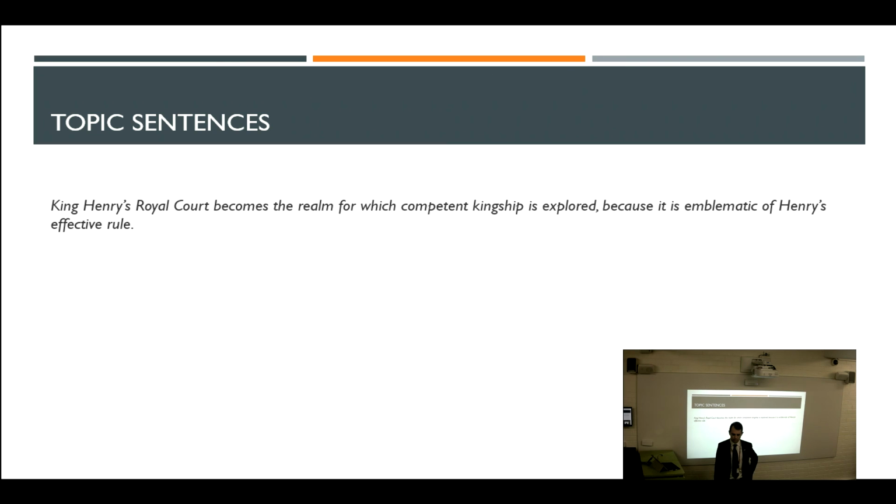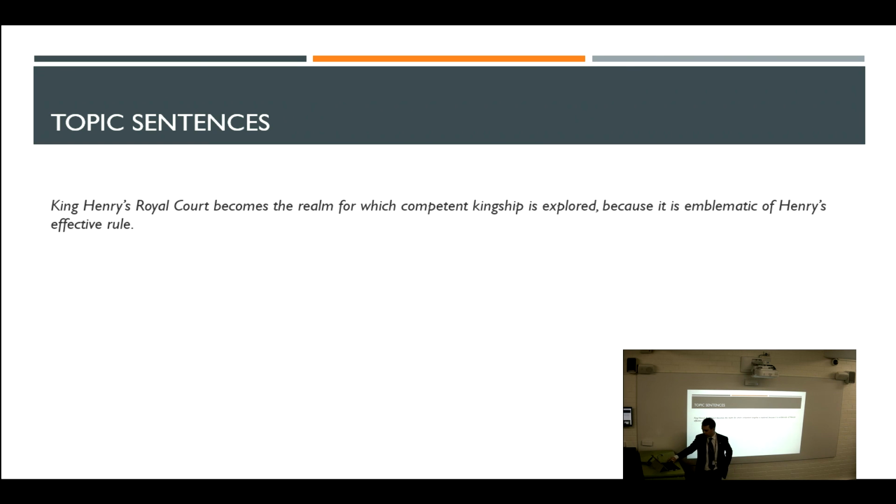But it doesn't say what you can see. Well, that's the point of the last one, emblematic of Henry's effective rule, but that's not explained. It doesn't say what you can see. It just says what the effective rule is, which is a literal rewording of the essay topic. So this topic sentence has said nothing. It's articulated no idea. There's no concept here to be explained. There's just a physical setting on the stage that has been posited.